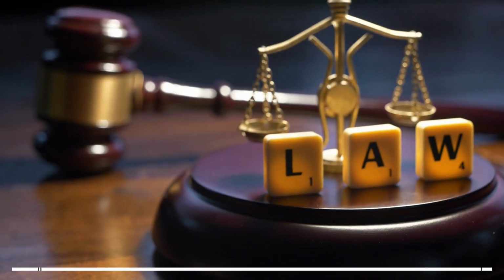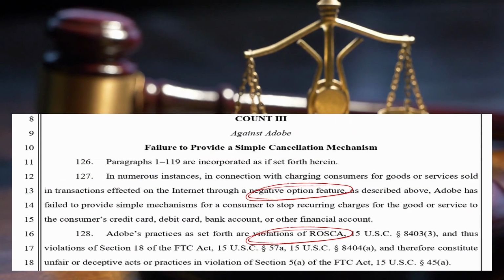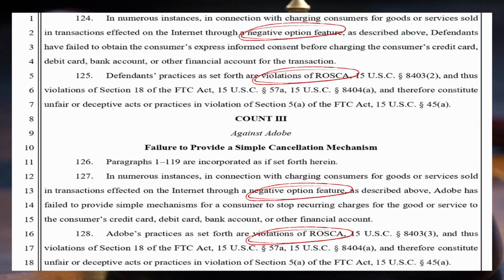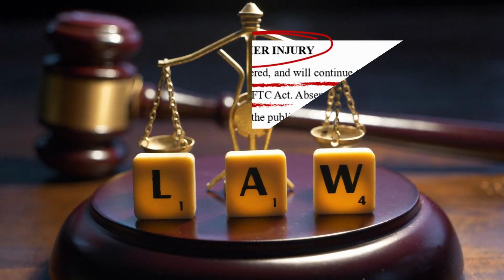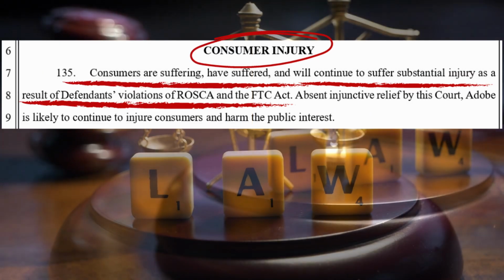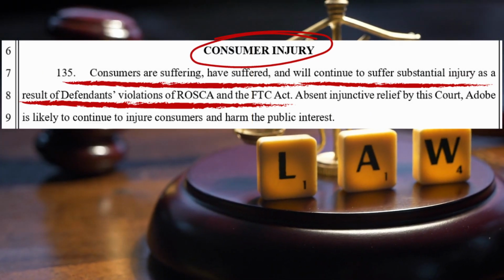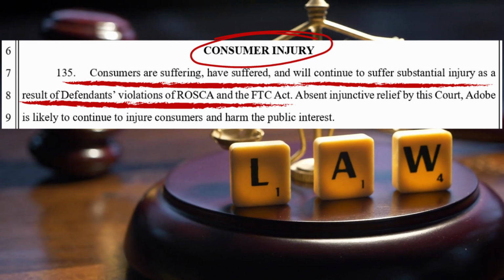Based on the foregoing allegations, the FTC's complaint concludes that the defendants offer consumers negative option features. Therefore, the FTC argues the defendants violate ROSCA, which constitutes unfair or deceptive acts in violation of the FTC Act. The FTC concludes its complaint by stating that consumers are suffering, have suffered, and will continue to suffer substantial injury as a result of defendants' violations of ROSCA and the FTC Act.